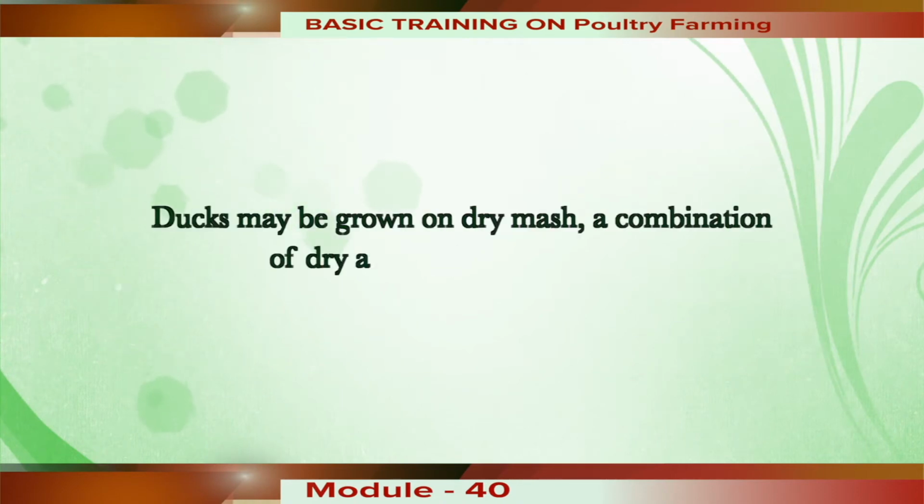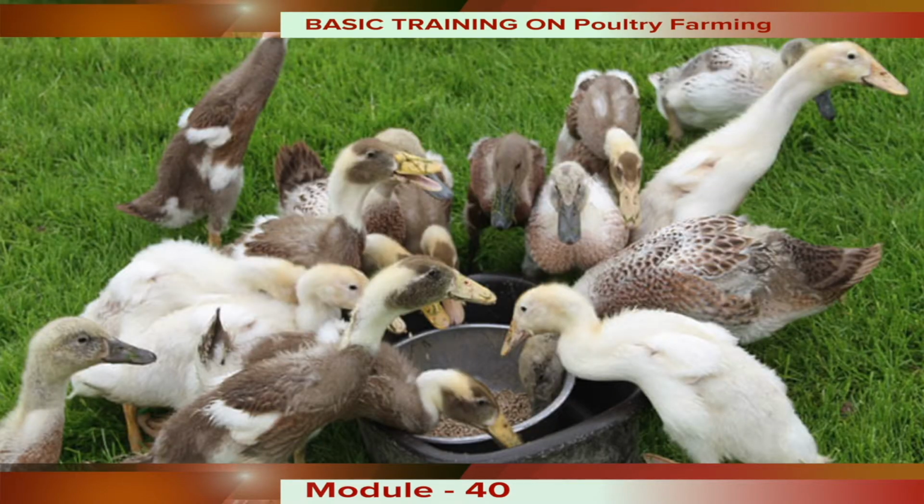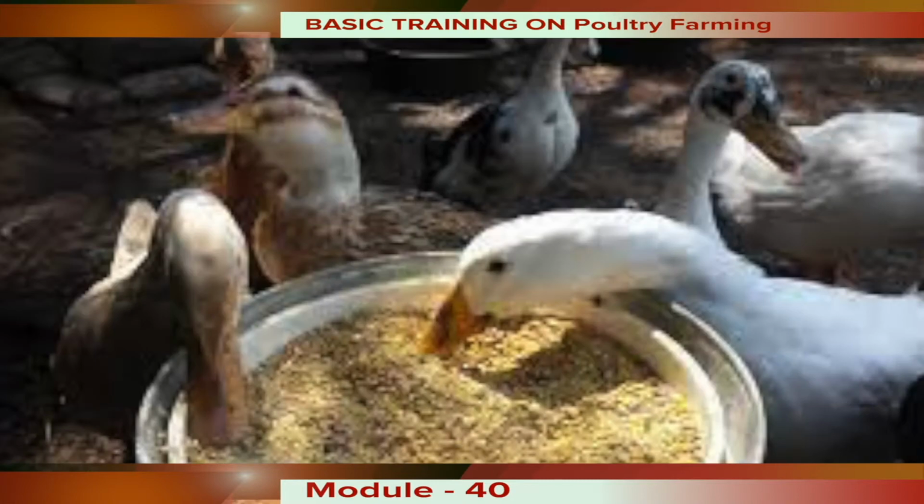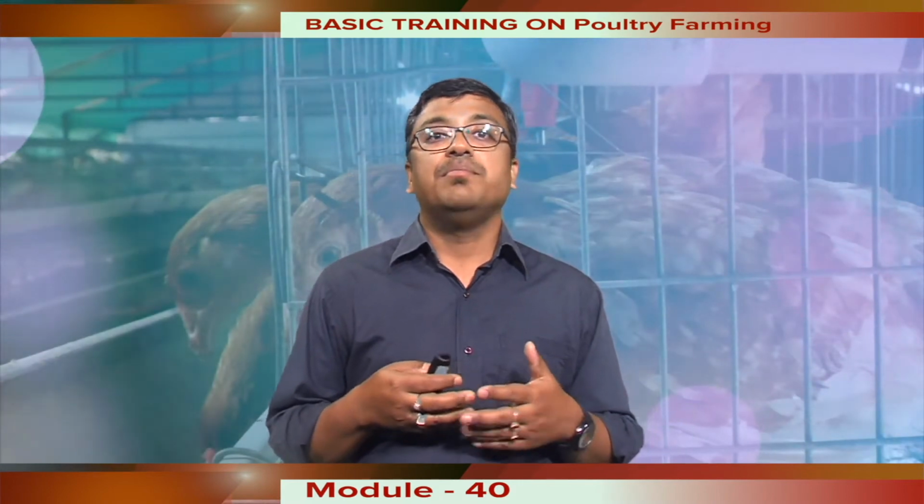Ducks may be grown on dry mash, a combination of dry and wet mash, or pellets. Ducks prefer wet mash due to the difficulties in swallowing dry mash. The pellet feeding, though slightly costly, has distinct advantages such as saving in amount of feed, minimum wastage, saving in labor, convenience and improvement in the sanitary conditions, etc.